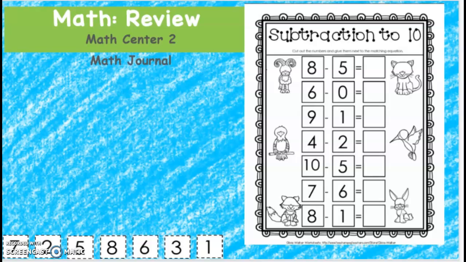So we're going to think about if I have 8 minus 5. So remember, we're going to take away 5. So I'm starting with 8 and I'm going to take away 5. I want you to think about how many we're left with. So start with 8, take away 5, we're left with 3.